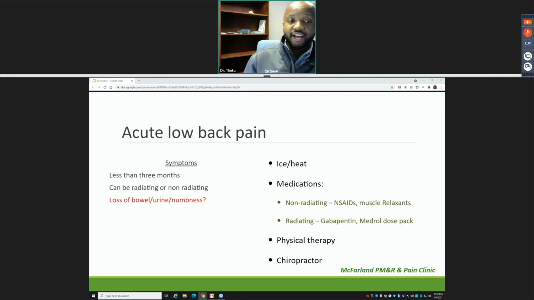For radiating pain, please make sure the patient, if they are not allergic to it or can tolerate it, has gabapentin or methocarbamol. I see a lot of patients with lumbar radiculopathy without gabapentin, but that is what I would recommend as first line for radiating lower back pain. Then physical therapy and chiropractor. Those are the main things.